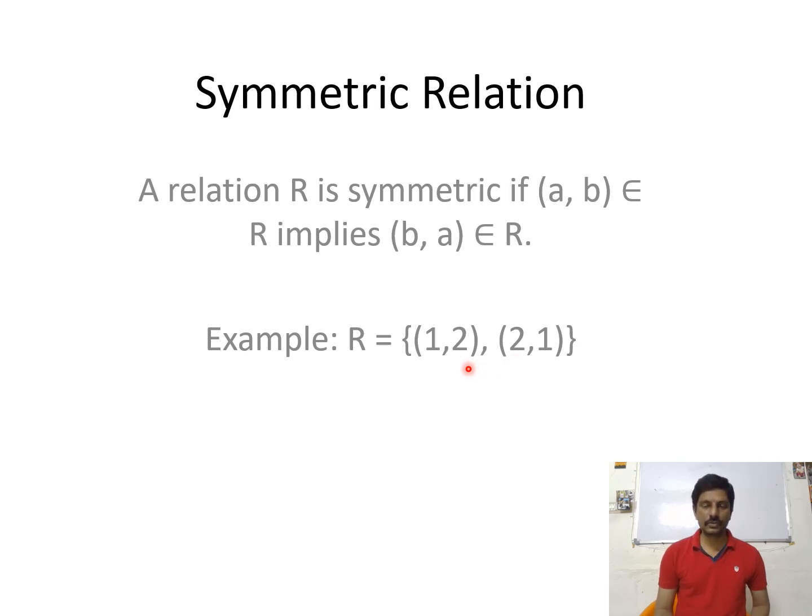So if 1 comma 3 is there, then 3 comma 1 should be there. If 1 comma 4 is there, it is like that, right? So 1 comma 2 is there, 2 comma 1 is also there, therefore it is a symmetric relation.